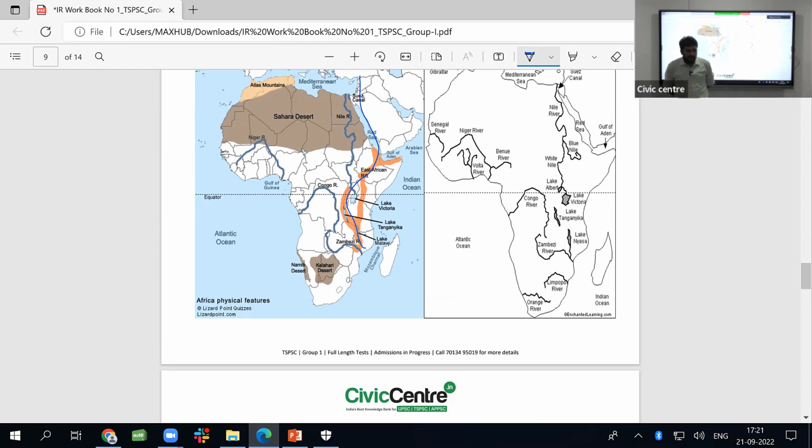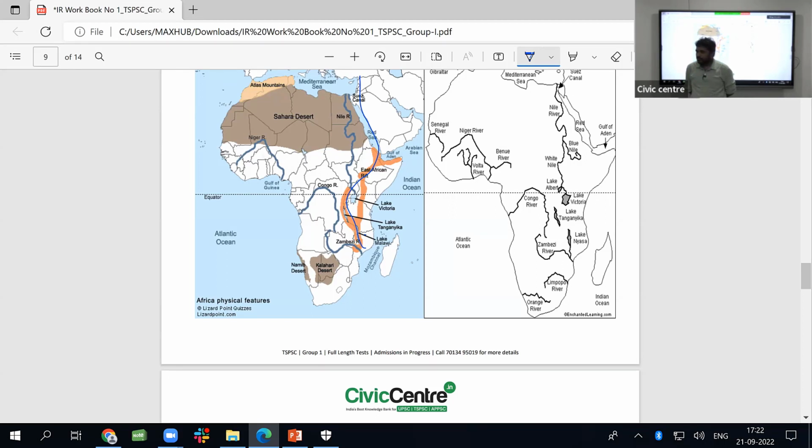Locate Cape Agulhas and Cape of Good Hope. You know Cape Comorin, the southern tip of India. Can you say Africa and India have some kind of similarity in terms of geography? Only size matters. Africa is bigger in size, India is smaller in size. Cape Agulhas, Cape of Good Hope.